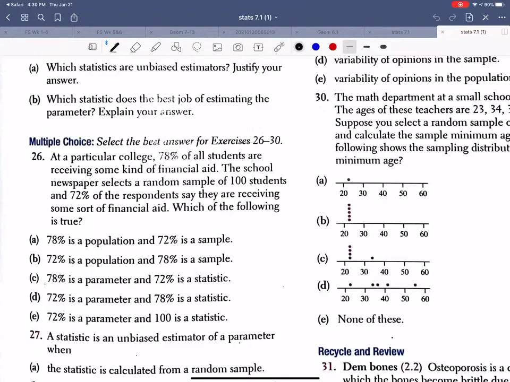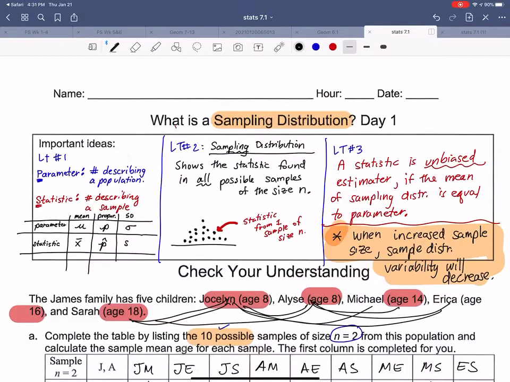Hey guys, this is 7-1 homework, and I think I said we're going to take a quick quiz on this stuff, so make sure that you know how to do it. Okay, so I'm going to go back and forth from my notes. These were the notes we did from class, and we're going to use them on the homework.